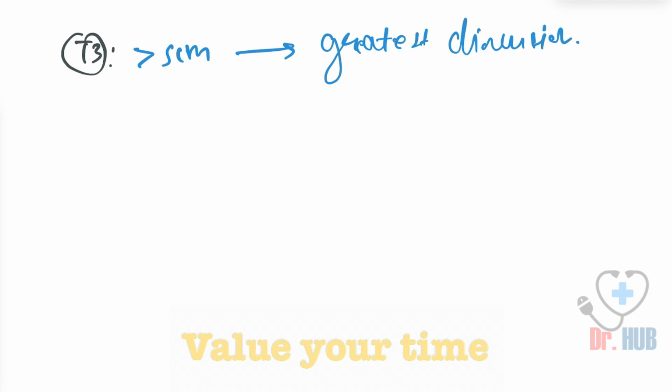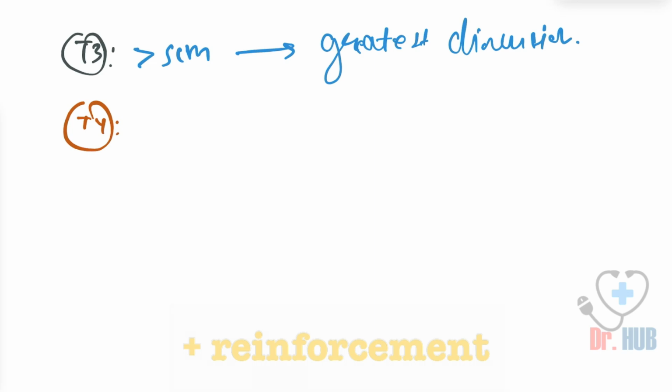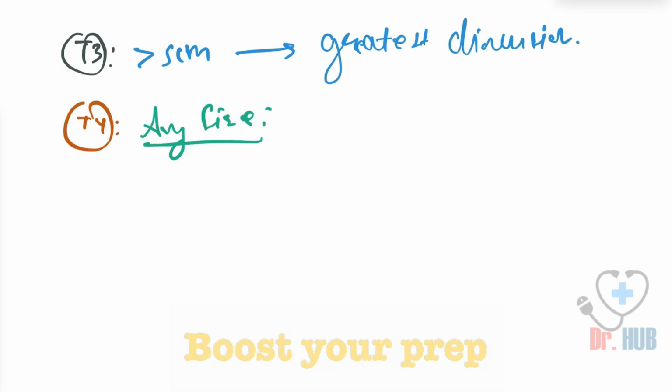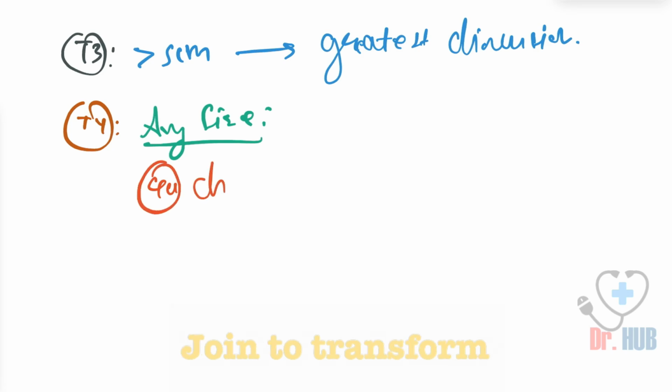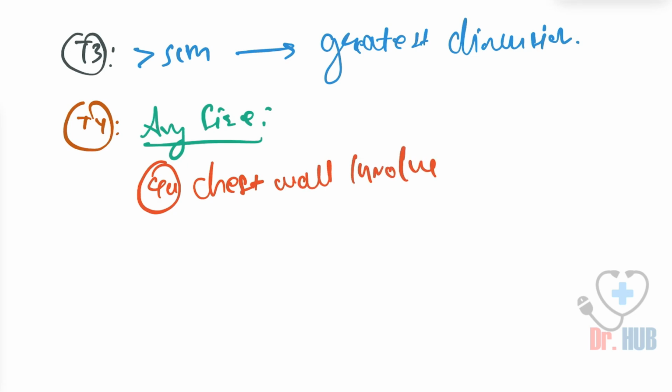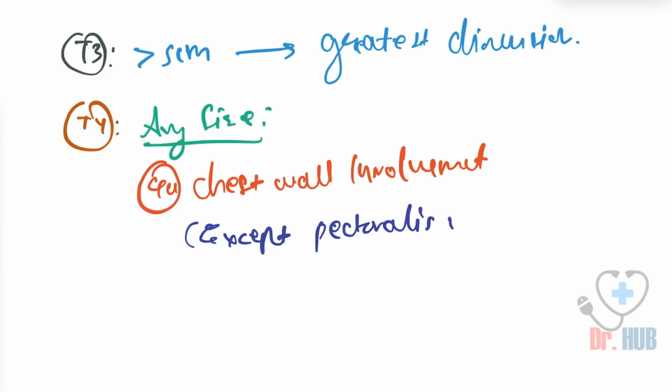Then we move on to T4. T4 is a tumor of any size. To start with, we look at 4A. 4A is the chest wall involvement, except the pectoralis major.